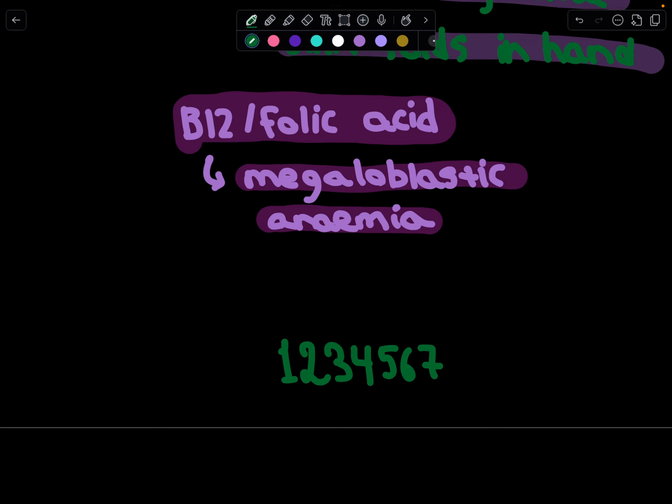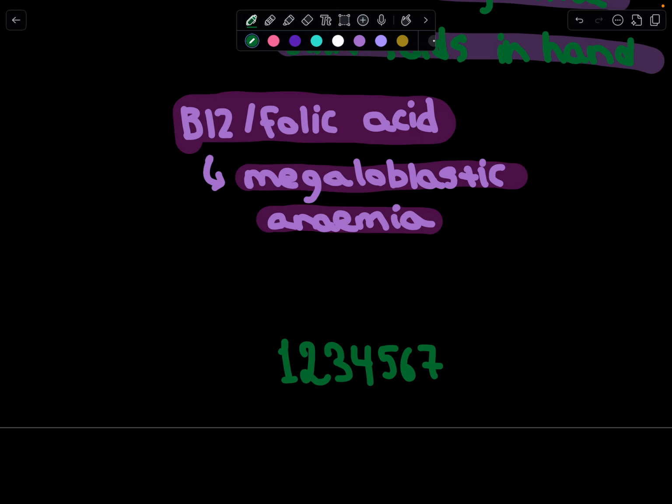Okay. And let's talk a bit about categorizing by red cell size. So we have microcytic, macrocytic. We have to think about normocytic. Red cell size helps categorize anemia.